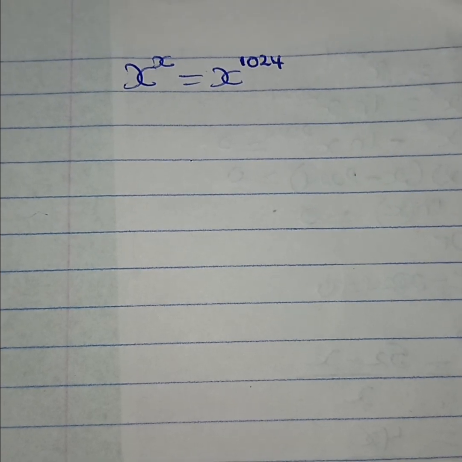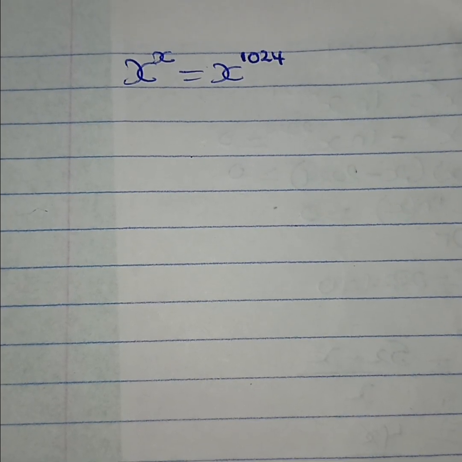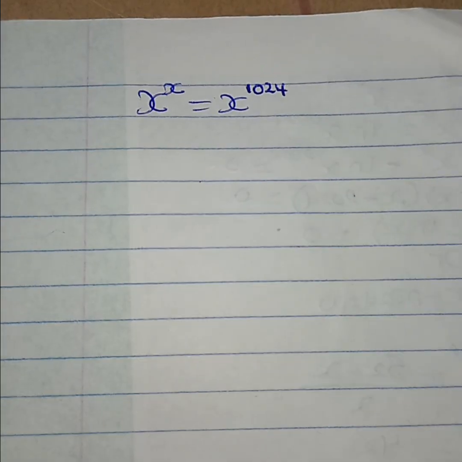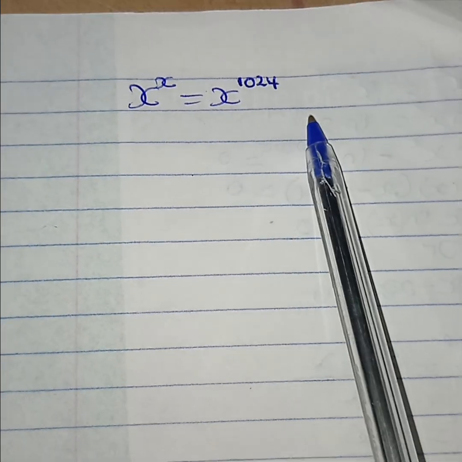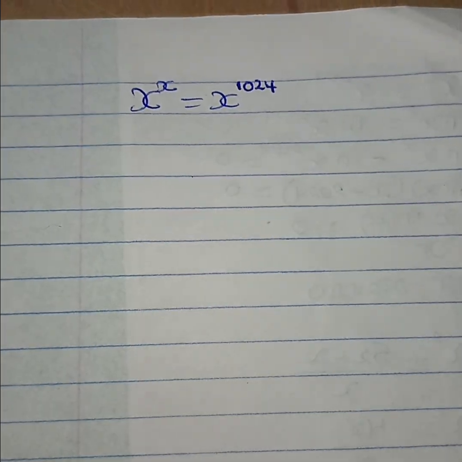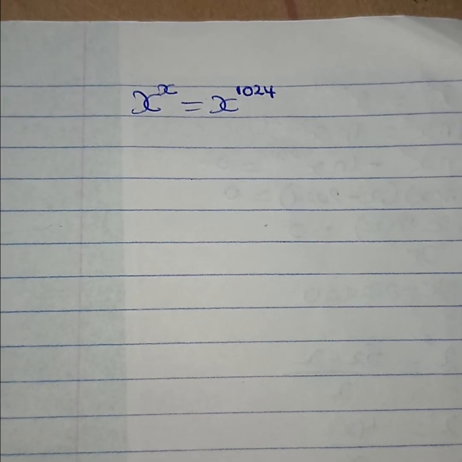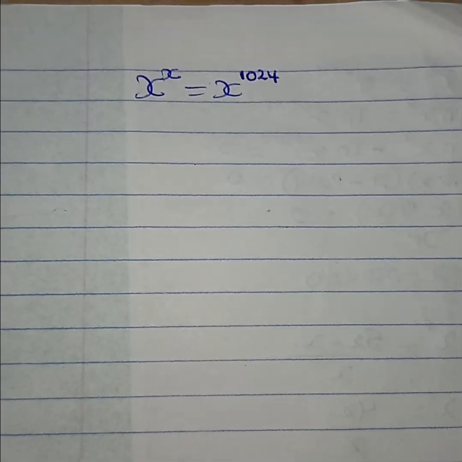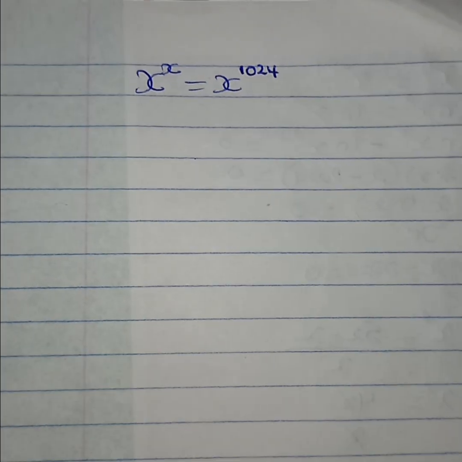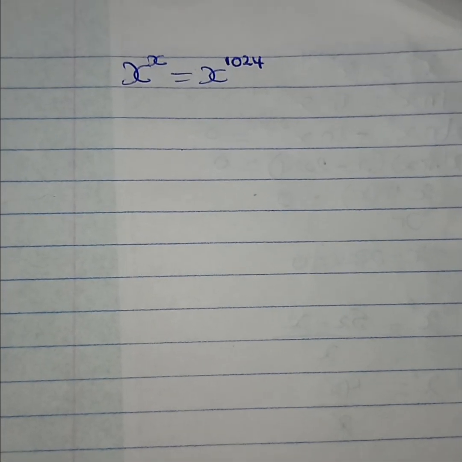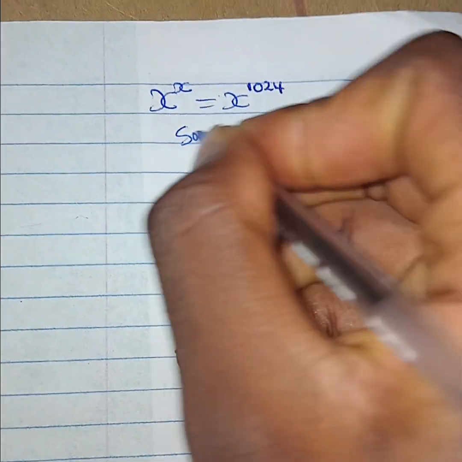As you all know, I'm Teacher Jean, and in this video, I'm going to be solving this Olympiad question. This question is really crazy. We are asked to find the value of x, right? So now I'm going to be solving this question using what we call ln, which is referred to as natural logarithm. First of all, we have the solution.